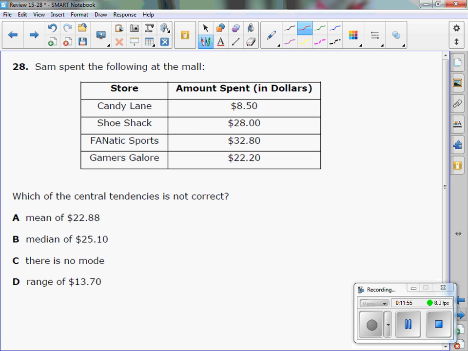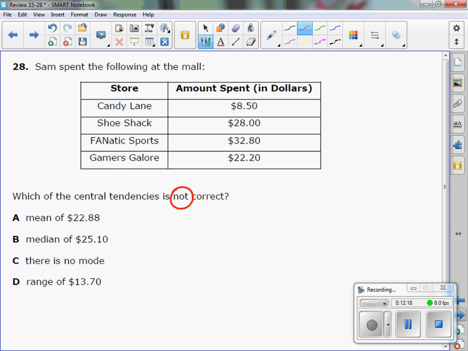And then the last one, which of the central tendencies is not correct? Central tendencies are mean, median, mode, and range. It's just kind of a fancy name for those. So we're trying to find out which one of them is not correct. So in this case, you're going to want to find all 4 values, mean, median, mode, and range, and find out which one of them is not listed as correct here.